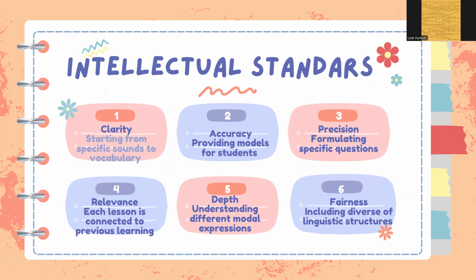In accuracy, we usually provide models for students so they can be guided, but sometimes the models can be a bias for them because they just copy. So we're still working on letting them know that they can follow that idea, but they need to work by themselves. In precision, we try to make students formulate their own specific questions, so they can analyze what they are doing and how they are doing it.